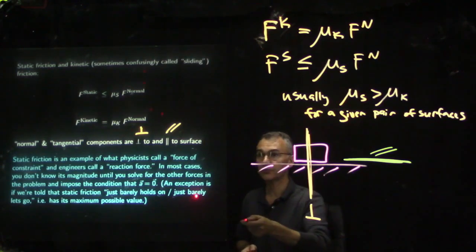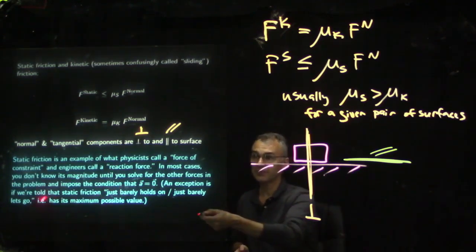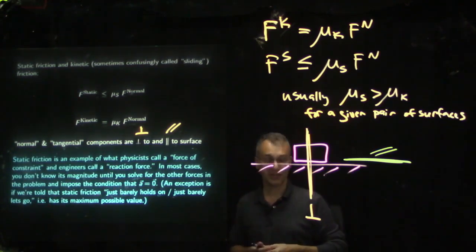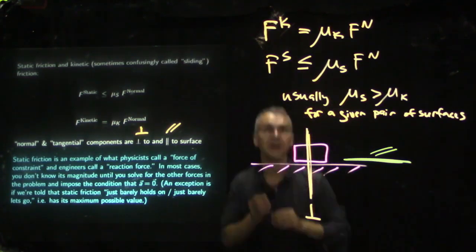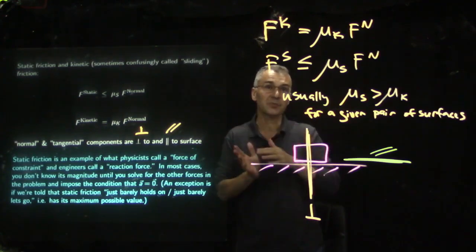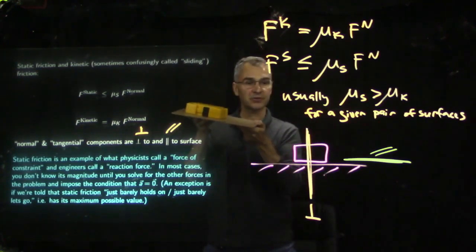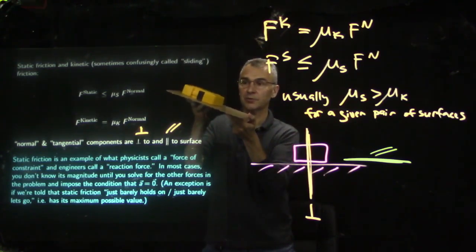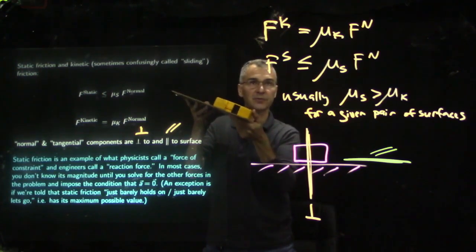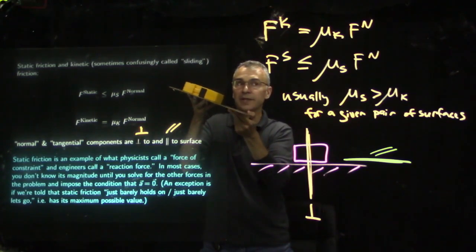One exception, when you do know the magnitude of static friction, is if you're told that static friction just barely holds on or just barely lets go. Then that means static friction just barely has its maximum possible value. In that case, the less than or equal sign becomes an equal sign, because you're asking where static friction is exactly approaching its maximum, so that it then gets a little bit beyond that and lets go. And we'll see in a moment that that's very similar to asking, as we increase this angle a little bit more, a little bit more, at some point the friction just barely lets go. The angle is too big and static friction lets go. If you ask what exactly is that angle where that happens, that's one way to determine the value of mu static.